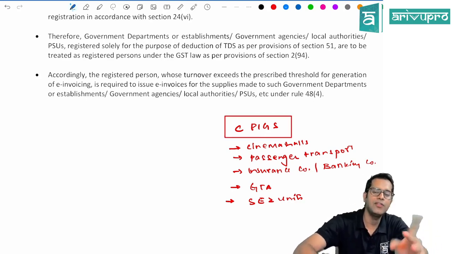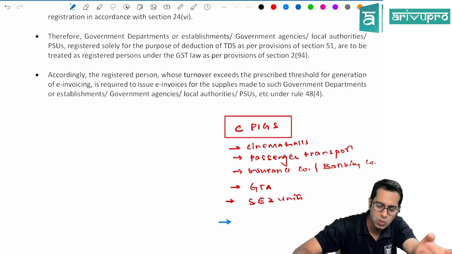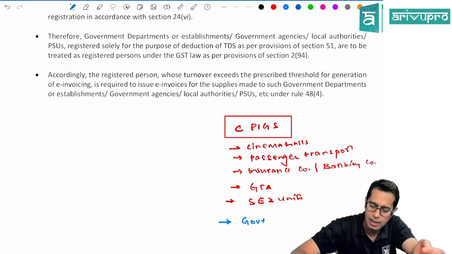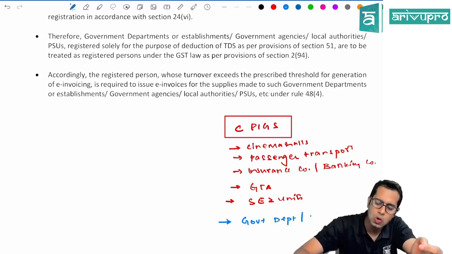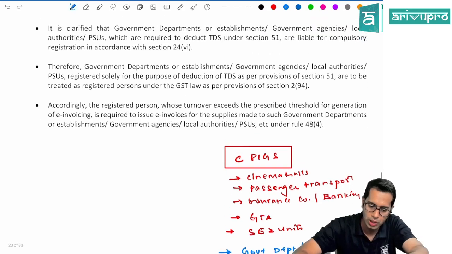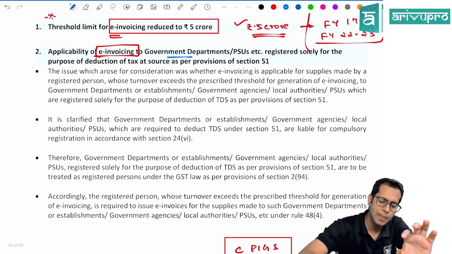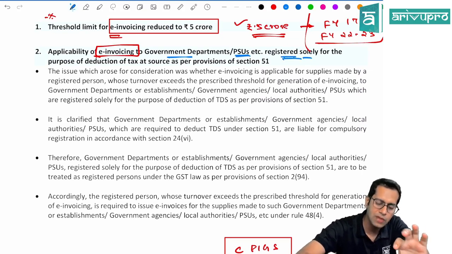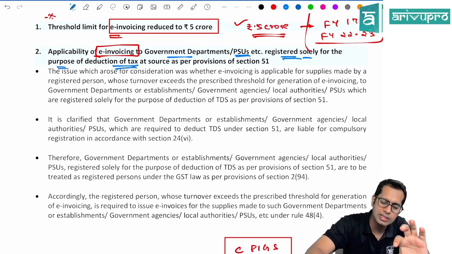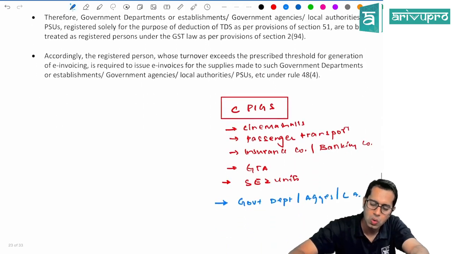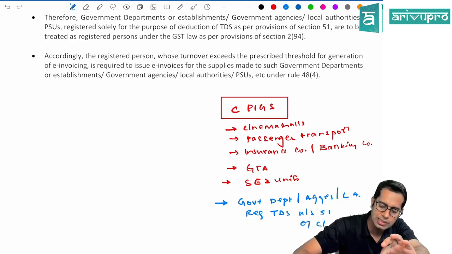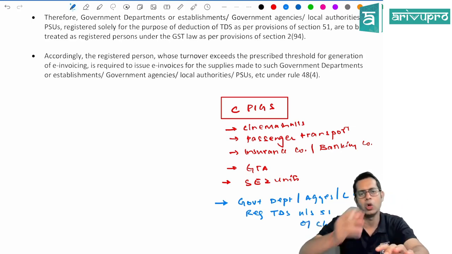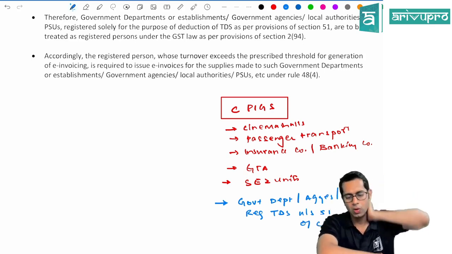Now they have added one more person over here. Who is that one more person? Government departments, government agencies, local authorities. So what is this point telling? Government departments and public sector undertakings registered only for the purpose of deducting taxes under section 51 of the CGST Act need not follow the invoicing provision.